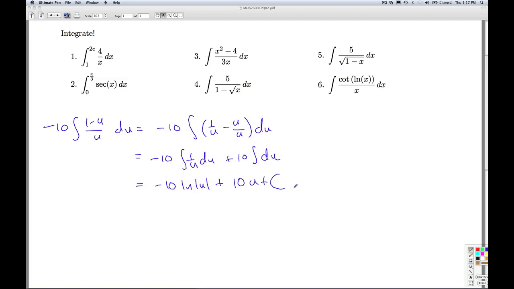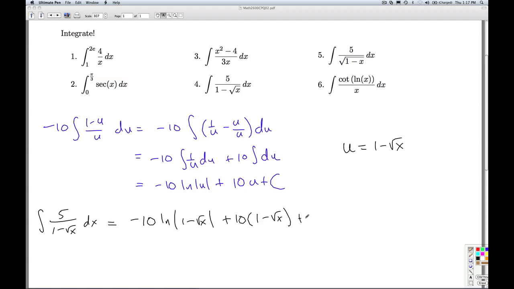Now, as I like to say, you've solved it for u. Now you have to solve it for me. And so I want to know what the x's are. So I go back to my substitution. U is 1 minus the square root of x. And so I get the integral of 5 over 1 minus the square root of x dx is equal to negative 10 natural log absolute value 1 minus square root x plus 10 times the quantity 1 minus square root x plus c.